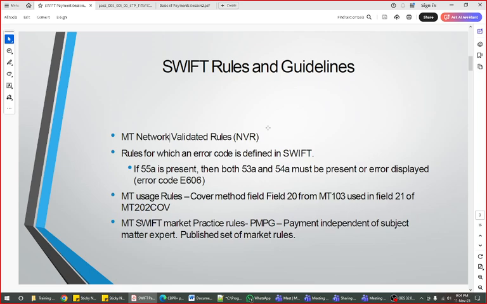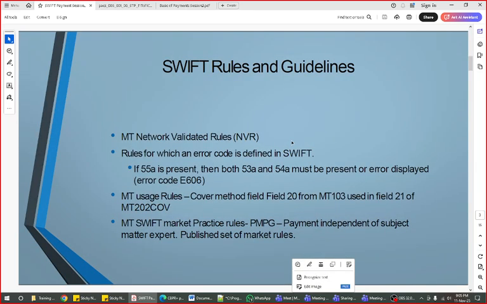And yesterday we discussed that there are various Swift rules. Those Swift rules are used for your networking rules. For example, in MT103, you must be aware, Prakash, of this one: if 55 is present, then 53 and 54 must be present. This is one of the rules. Like this there are thousands of rules, but just for showcasing what the different rules are, it is important to know them. This is derived from the PMPG guidelines.